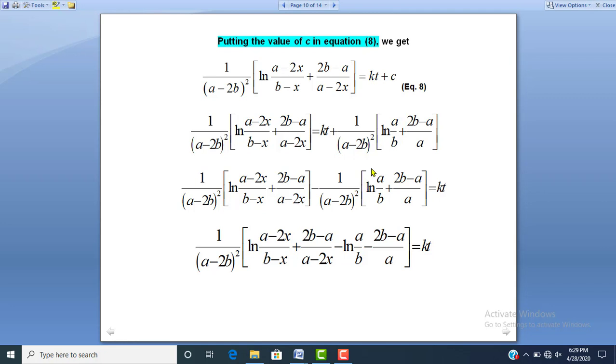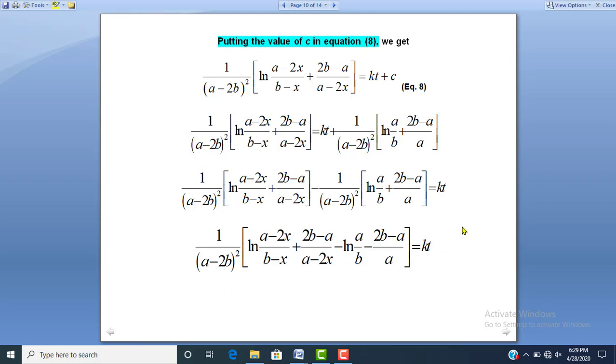Dear students, if you see it very deliberately, you will find one thing is common here. That is 1 over a minus 2b square. This is the common term here. So we take the common term out of the square bracket: 1 over a minus 2b square into log natural a minus 2x over b minus x plus 2b minus a over a minus 2x, minus log natural a over b plus 2b minus a over a. This whole equation is equal to rate constant kt.